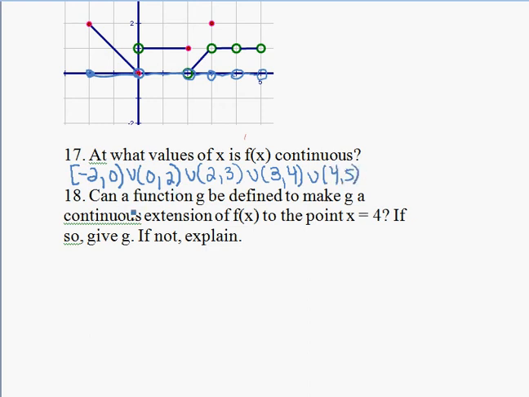Can we make a new function g such that f of x will be continuous at x equals 4? Well, here's x equals 4. 1, 2, 3, 4. Can I fill this point in, so that it's continuous at this point? Well, if the limits agree, and the limits agree at this point, there just happens to be a hole here. So if I fill that in, if I let g of 4 equal 1, then it would be continuous because the function value would agree with the limit value, so therefore it works.